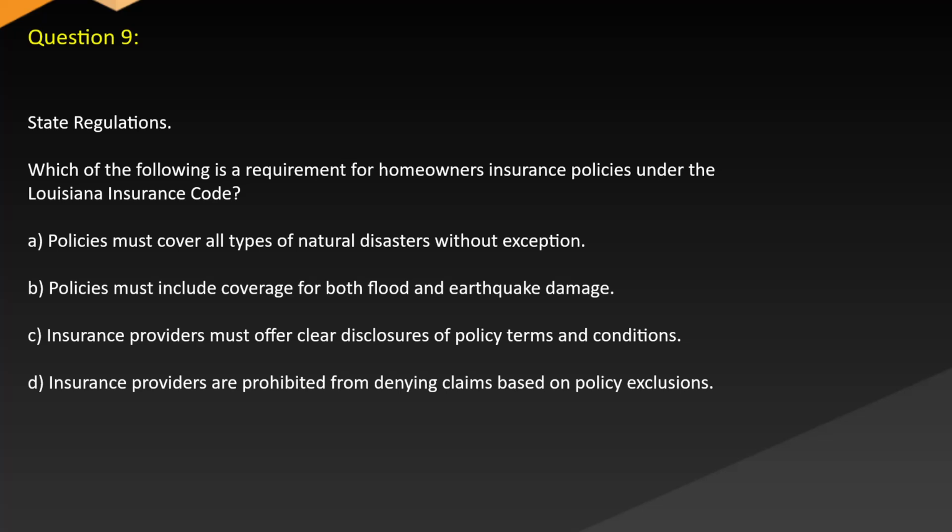Question 9. State regulations. Which of the following is a requirement for homeowners insurance policies under the Louisiana Insurance Code? A. Policies must cover all types of natural disasters without exception. B. Policies must include coverage for both flood and earthquake damage. C. Insurance providers must offer clear disclosures of policy terms and conditions. D. Insurance providers are prohibited from denying claims based on policy exclusions.